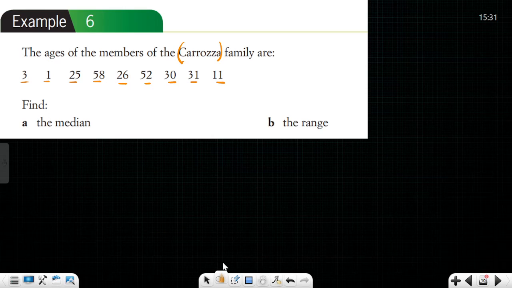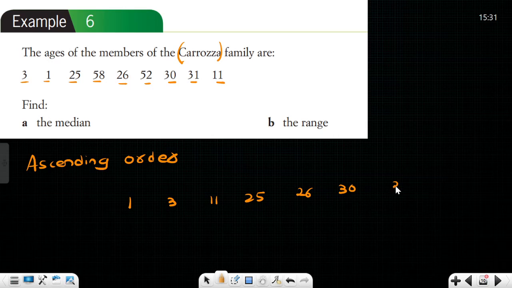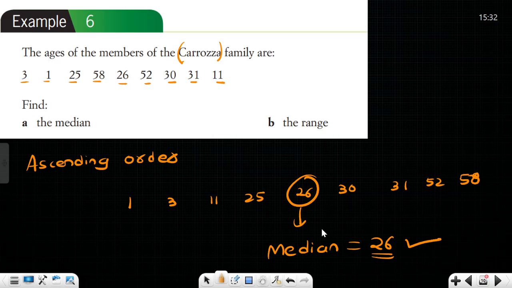What we should do is write down the data in ascending order. If you write it in ascending order: 1, 3, 11, 25, 26, 30, 31, 52, 58. Now also 26 comes as the middle number. Therefore, for this data, the median is going to be 26. Is that clear? So this is about the median.